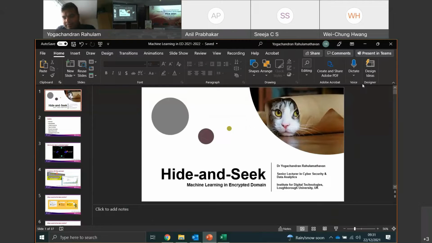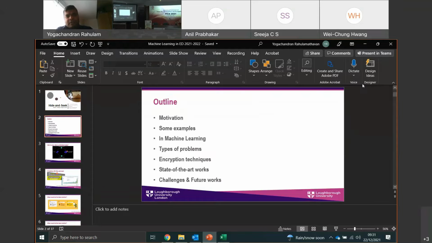I had a question for the previous talk regarding the RSA and qubits because the talk I'm going to deliver is pretty much, kind of, complement what Professor Prabhakar presented. Right. So this talk is about machine learning in encrypted domain. I'm a senior lecturer at Loughborough University, London. The outline of this talk will be motivation, some examples, why machine learning, what problems exist, what type of encryption techniques we can use, and some state-of-the-art works and conclusions.